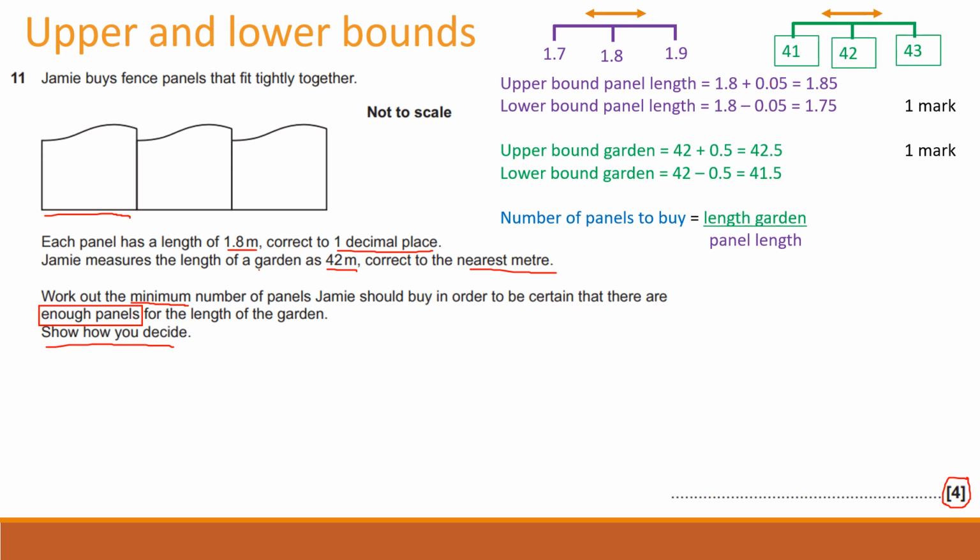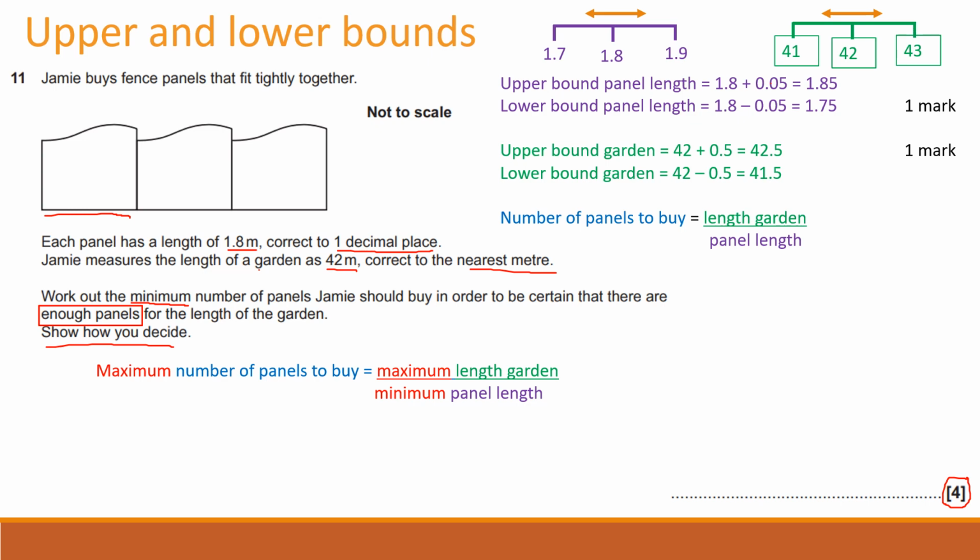So this bit in the red box, the enough panels, is key. We need to make sure he doesn't need to go back to the shop and buy any more panels because he was short on panels. So to make sure he's got enough panels, we need the maximum number of panels he's got to buy, so he doesn't need to ever go back and he's always got enough.